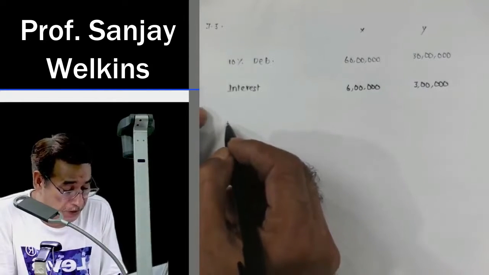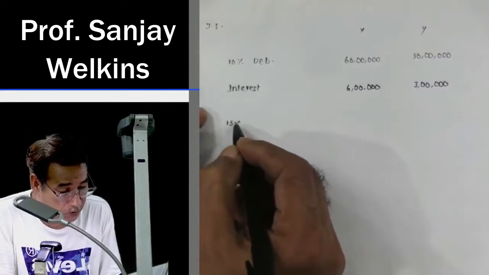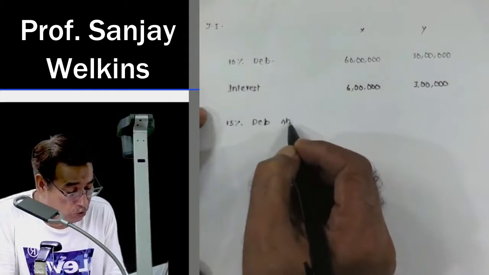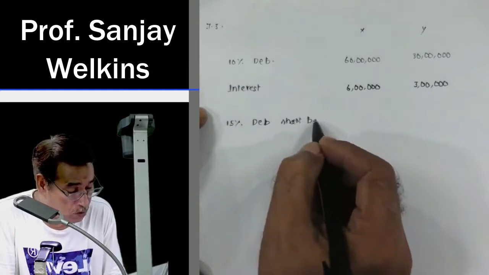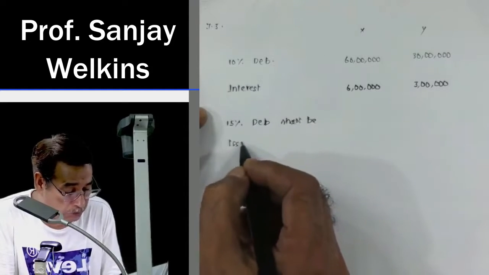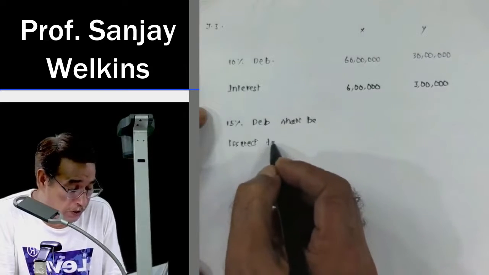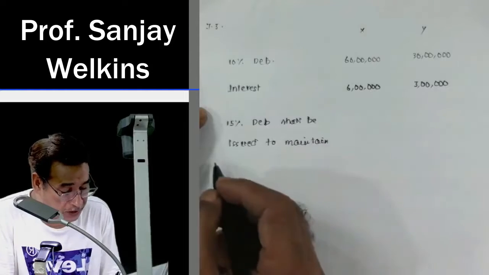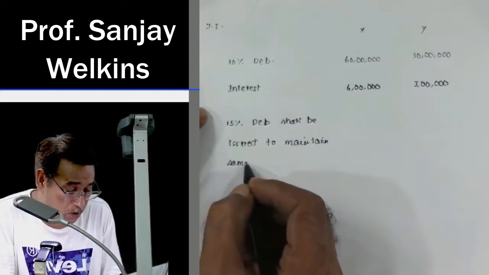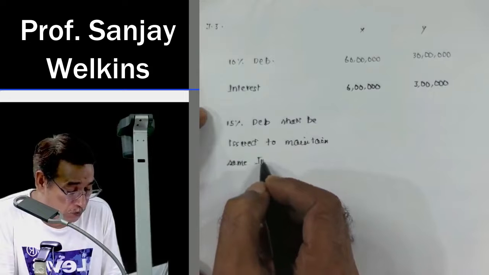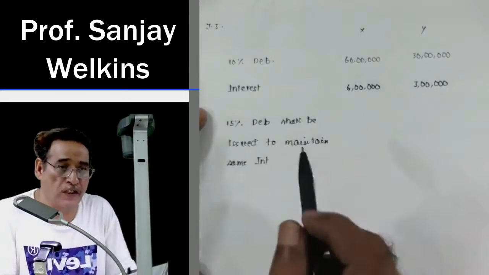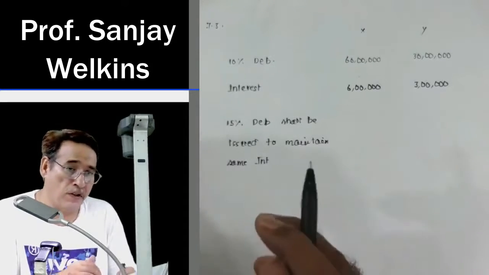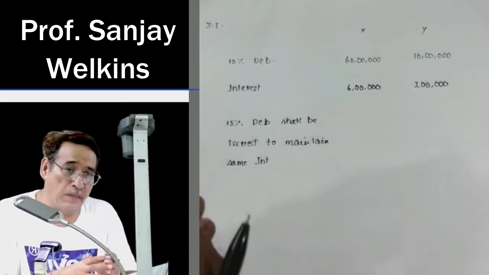So 15% debentures will be issued to maintain the same interest. That means you have to discharge the amount of the debentures in such a manner that, because now you are offering 15% debentures, interest payment still remains the same.